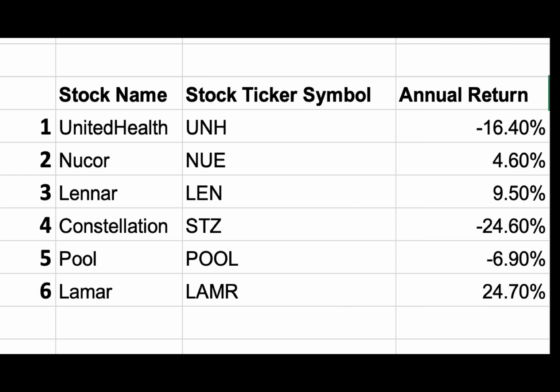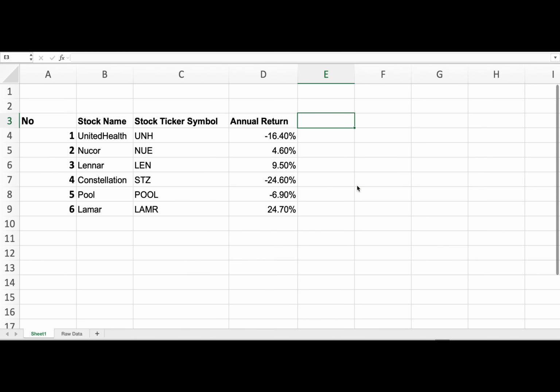And as you can see, in terms of the annual return, there is a lot of range, from the highest negative return of negative 24.6% annually to as high as 24.7% annually. Now, starting off with an equal portfolio, where we're just going to look at everything as 1/6, which is roughly 17%.